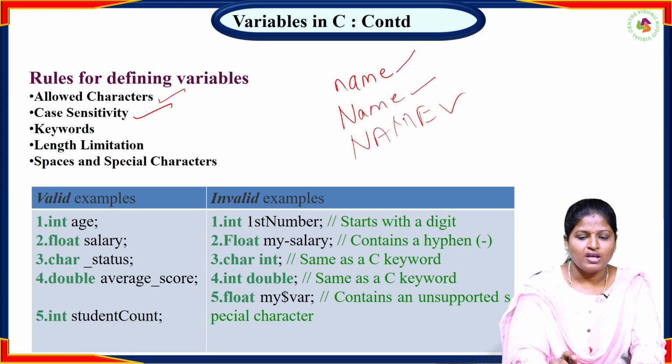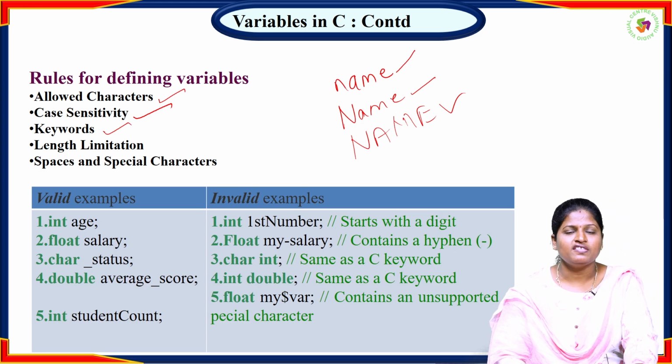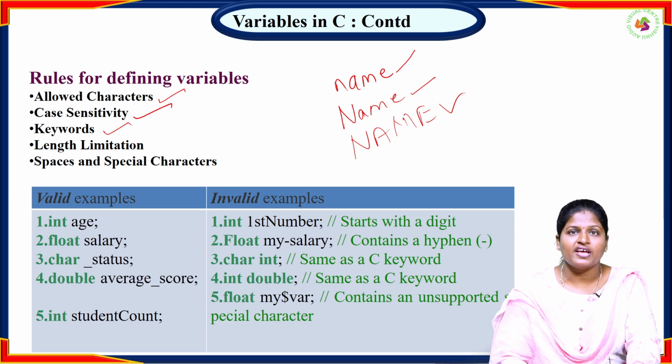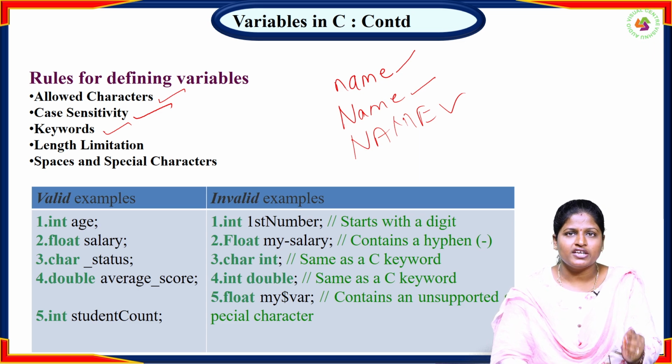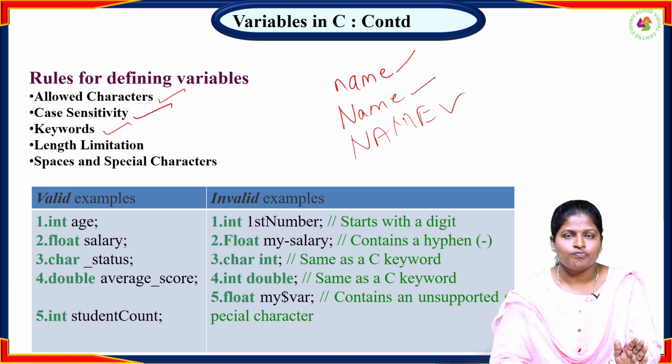Clear? Next come to keywords. That means we cannot use the keywords as a variable name. In C language, we have 32 keywords. Examples like int, float, char, double, and so on. The rule is that none of the 32 keywords can be used as a variable name. That is the rule.